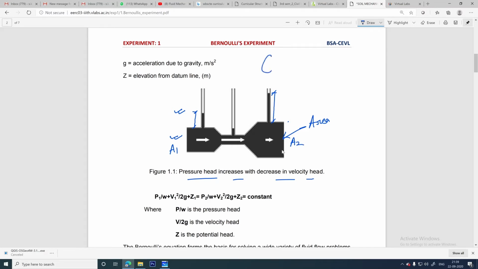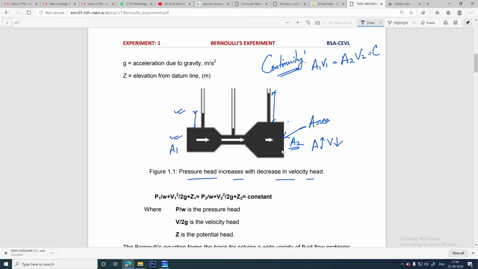So as per the continuity equation, what we know is that A1 V1 equals A2 V2 equals A3 V3, that is basically constant. A1 into V1, that means area into velocity, is basically the discharge. So discharge is constant as per the continuity equation. Now if the area increases, then definitely the velocity decreases.